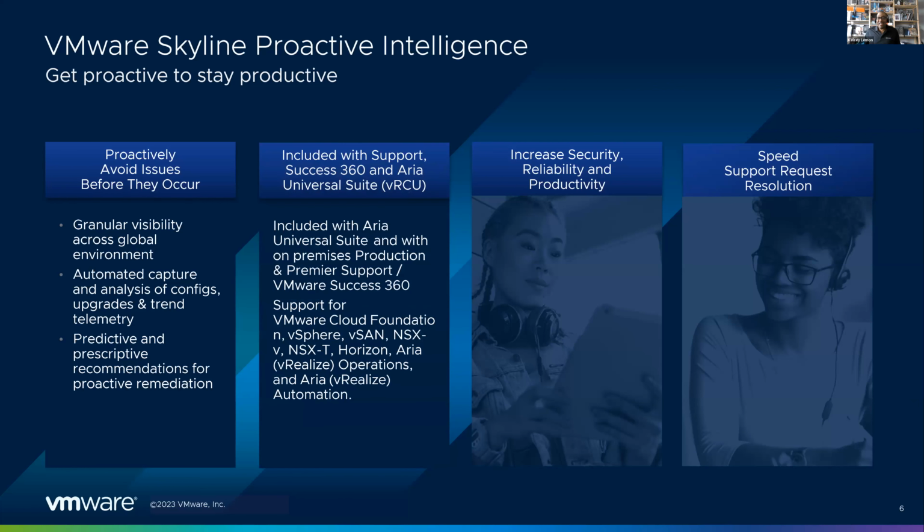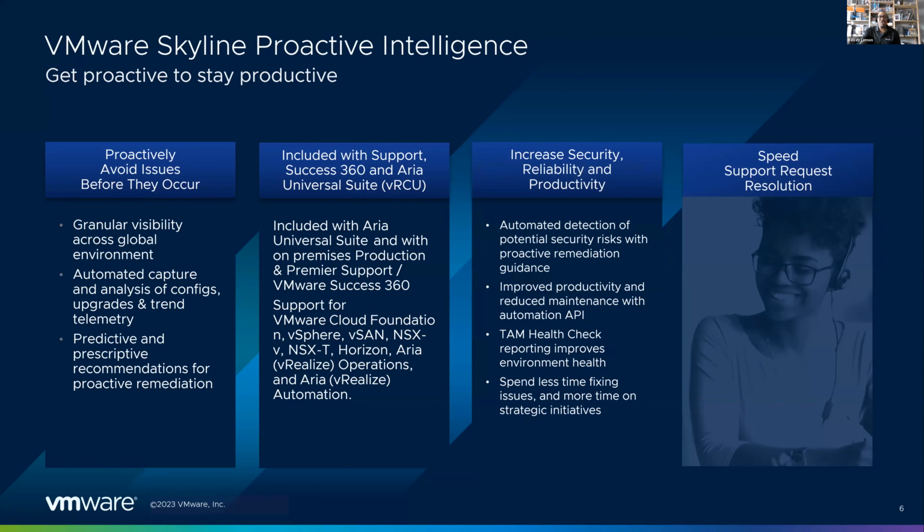And what I really, really like about Skyline, and I'm sure you do too, is that it's available at no additional cost if you have an active production support or Premier support contract. And I saw that a good majority of you are on Premier or even Success 360, which is also included, as well as Universal Suite. Skyline supports a variety of different products, and you can see them listed here. One of the things that's really great about Skyline is that it has this automatic detection and proactive remediation guidance that actually helps strengthen your environments. And with the service, because it's proactive, you can avoid unplanned downtime, and then you can reallocate that time to do more valuable work, right?